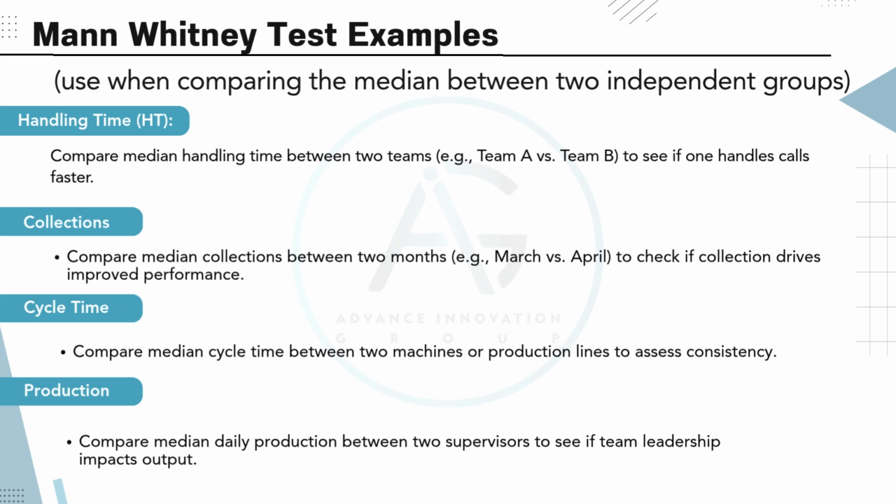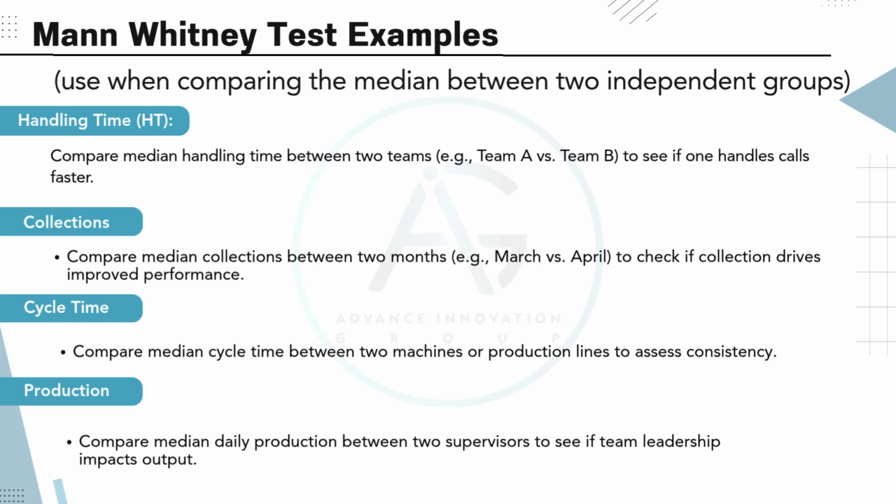We can use the Mann-Whitney test to compare median collections to determine if performance actually improved after the intervention. Cycle time. If we want to test the consistency of two machines or production lines, we can compare their median cycle times. This can reveal whether one line is consistently faster or slower, even if the data isn't normally distributed.